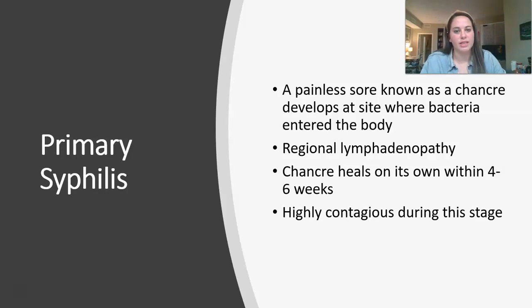So primary syphilis occurs about 3 weeks after exposure, or from 10 to 90 days. And a painless sore known as a canker develops at the site where the bacteria entered the body. And from there, a regional lymphadenopathy can occur, and the canker heals on its own within 4 to 6 weeks. The most common sites for this canker to appear are on the penis, cervix or labia, the anal canal, or in the mouth. And it's highly contagious during this stage.